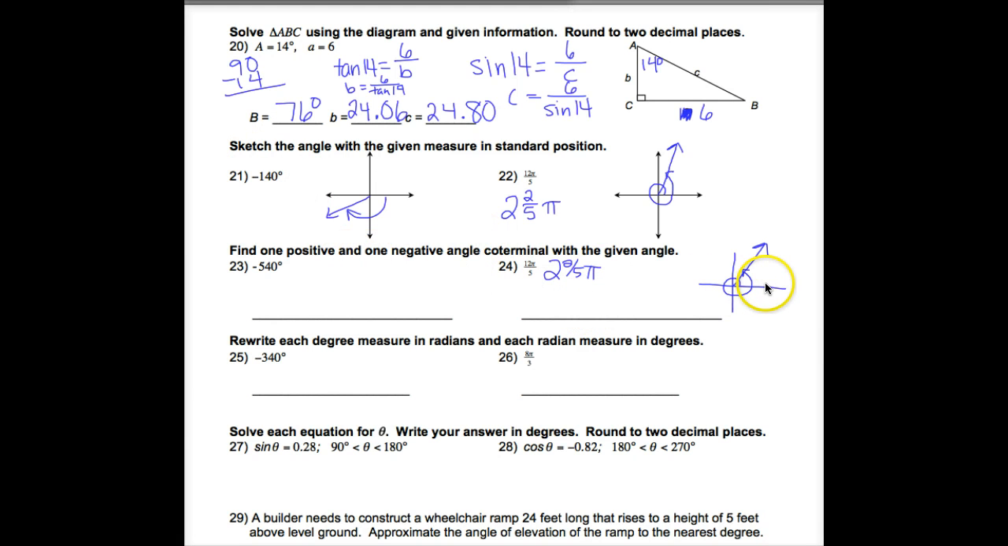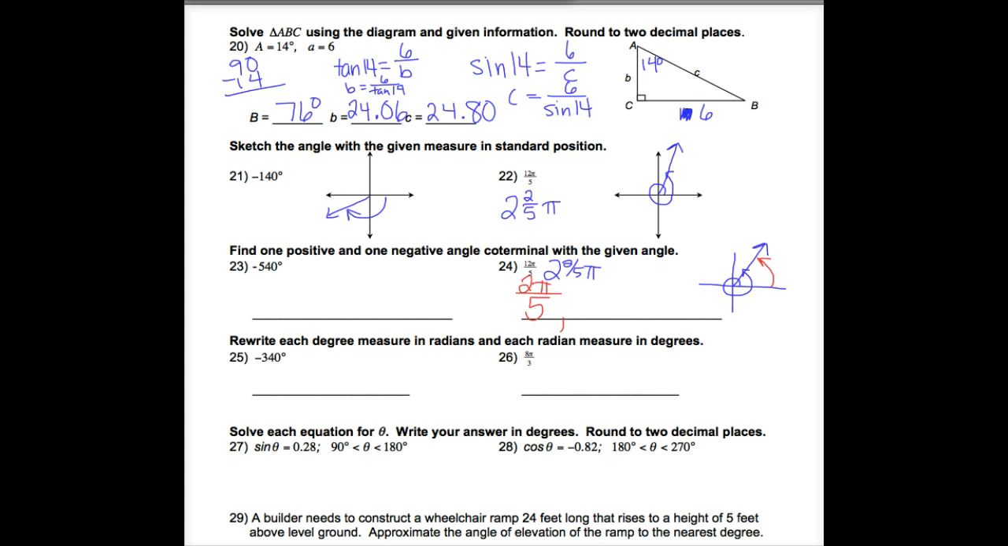Now, the coterminals, this is where I kind of color code them. Positive coterminal means I'm going to get to the same line going the same direction, but a different amount of loops. So instead of going around once and then up, I'm just going to go straight up and that's it. Now you should know how much that is because the full original was 2 and 2/5 pi. 2 pi is the full rotation, so this extra was just 2/5 pi. So 2 pi over 5 would be a positive coterminal angle.